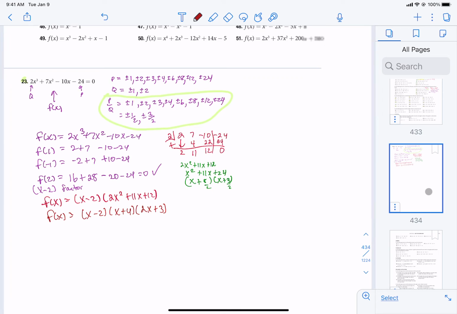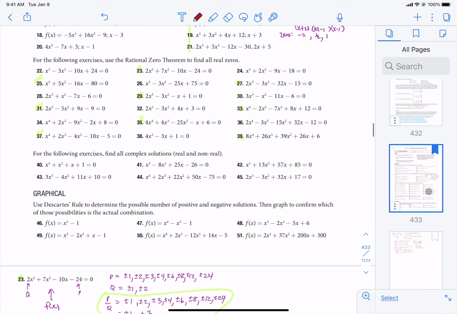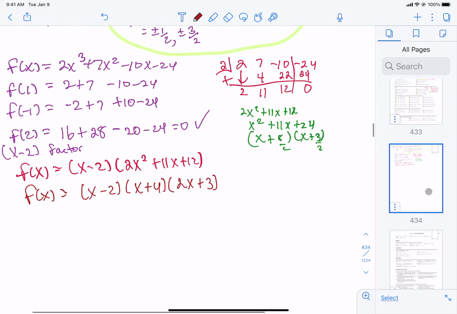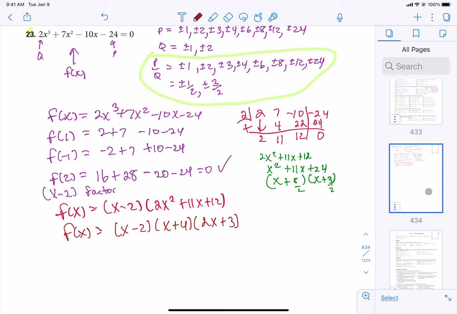But the instructions say to find all of the zeros. Those are the factors. Those aren't the zeros. But we're almost there. The zeros are when those factors equal 0. So that would be when x equals 2, when x equals -4, and when x equals -3/2.